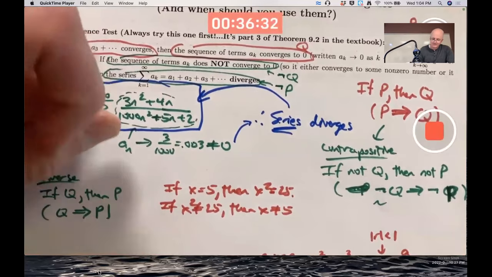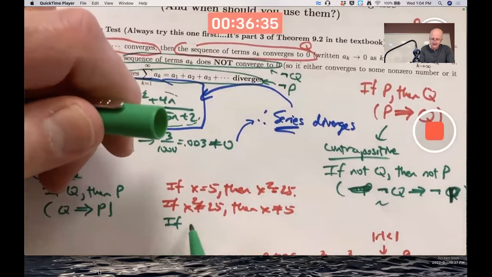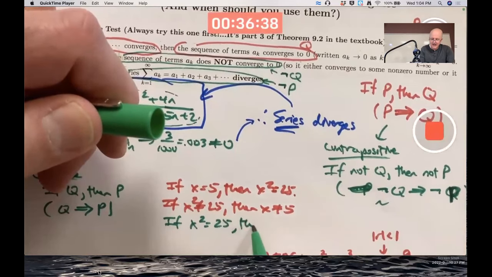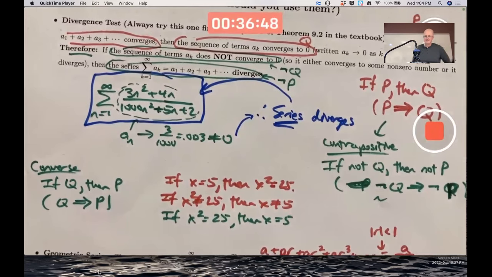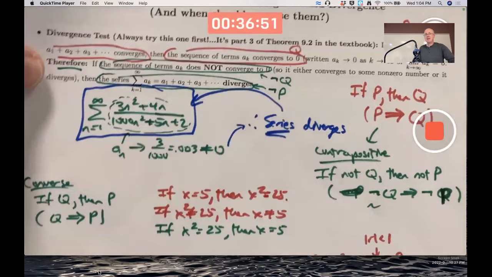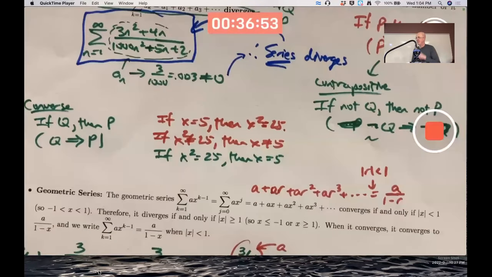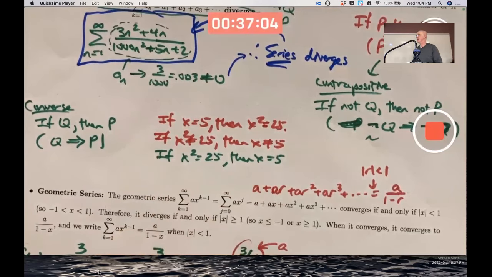Here's the converse, though. The converse is if x squared is 25, then x is 5. Is that a true or false statement? And by true, I mean always true, not just sometimes true. I see people shaking their head. That's correct. It's a false statement. If x squared is 25, x is not necessarily 5. It could be negative 5. You could say, well, it could be 5. Yes, but the entire statement as an implication is false because it could be negative 5.